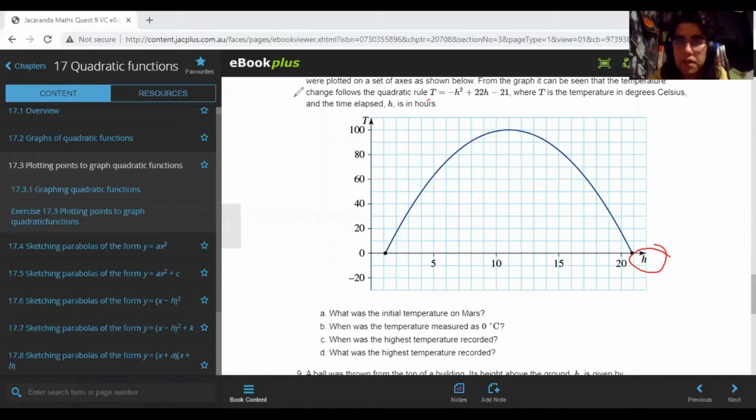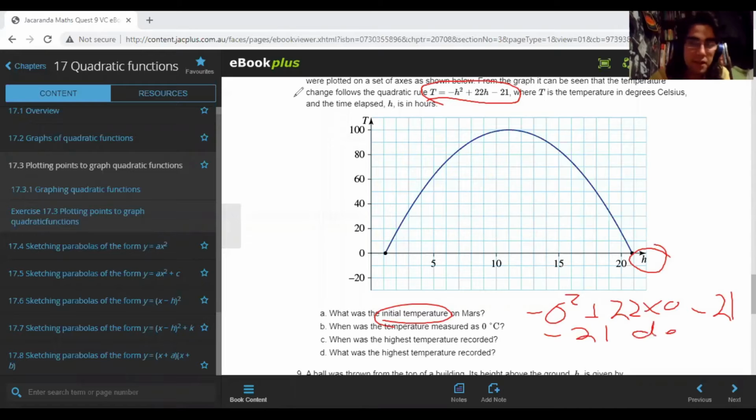So when we have a look at this rule, what we need to do is change the hours to 0. And if we do that, we get minus 0 squared, which is just 0, plus 22 times 0, which is again just 0, and then minus 21. So therefore, the initial temperature is going to be minus 21 degrees.